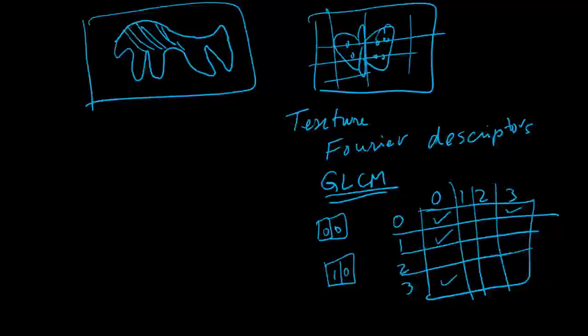And then you can use the bins of this GLCM matrix itself as features, or you can use different summarizations of this GLCM matrix as features, and so forth. So that's how we can extract texture from images.